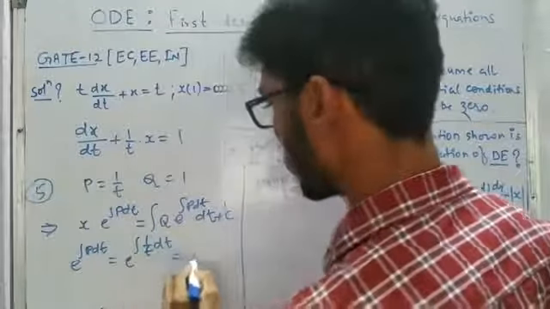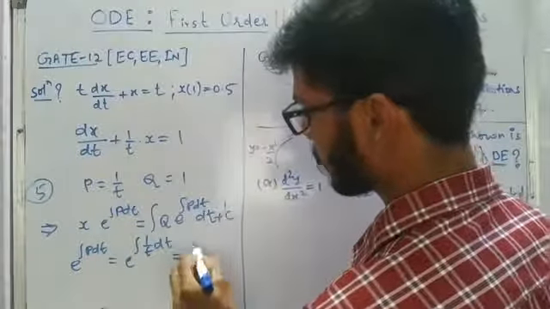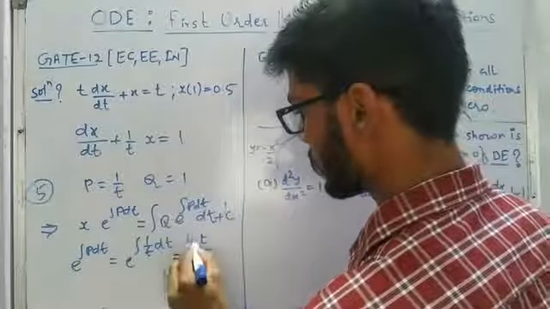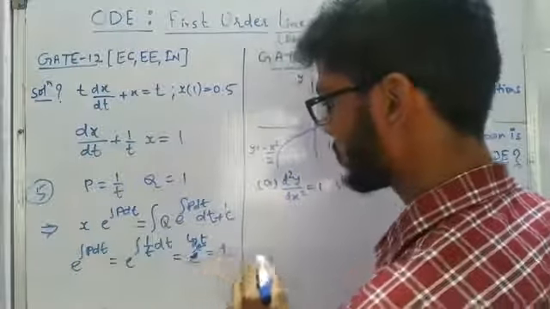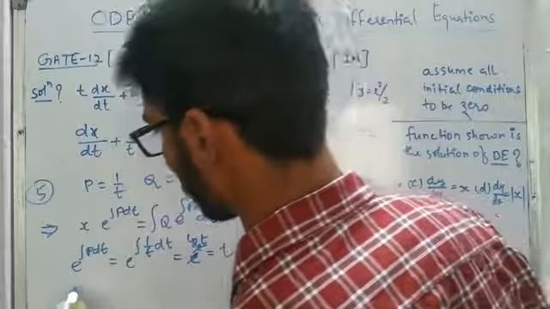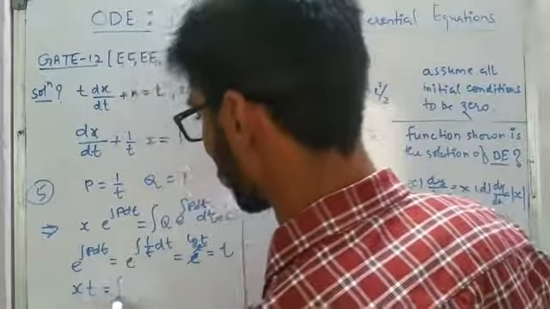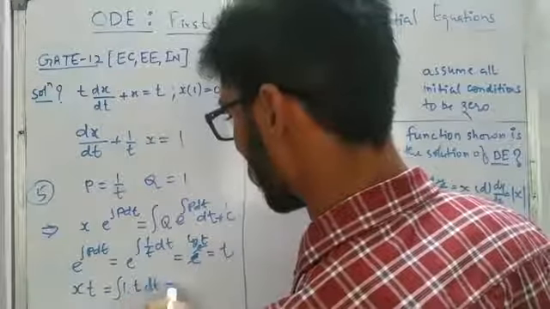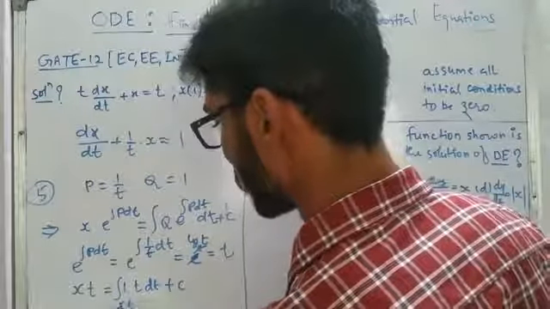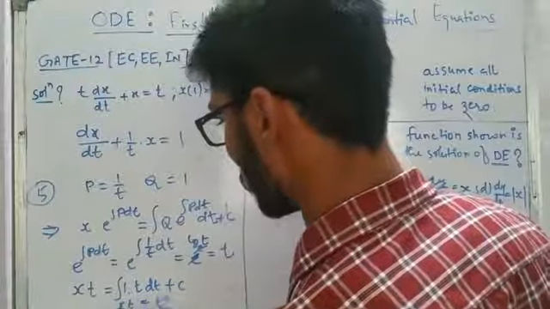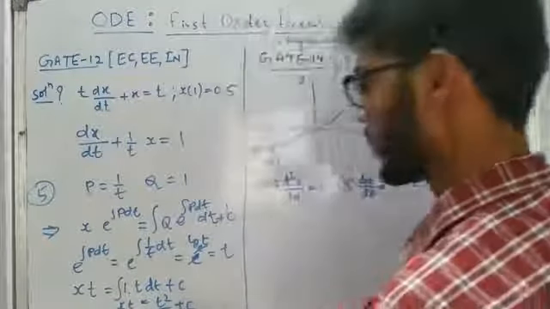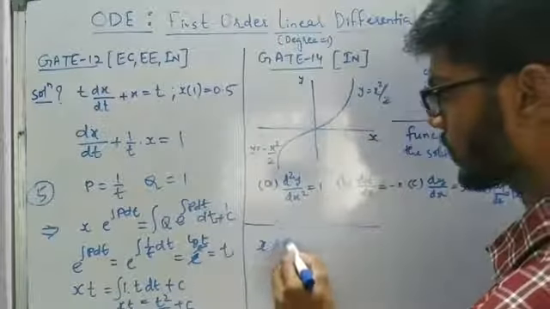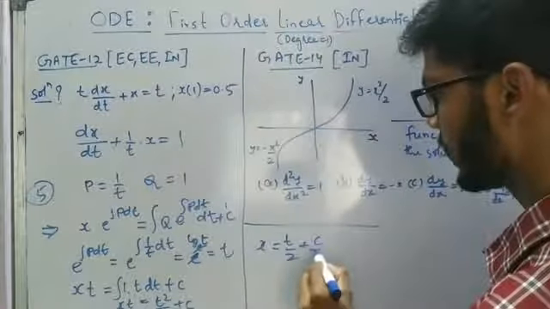So e power integration of 1 by t is e power ln t, or we'll write it as log base e, and e gets cancelled, so we have t over here. So x into t is equal to integration of Q, which is 1, times t dt plus c, and x t is equal to integration of t, which is t square by 2, plus c. So we have the solution as x is equal to t by 2 plus c by t.